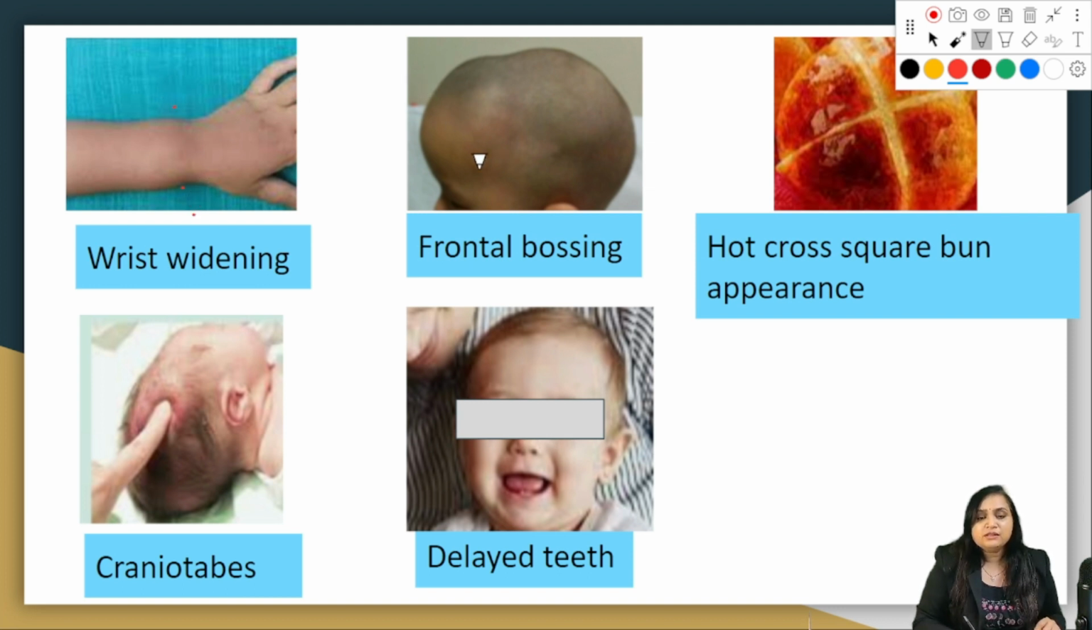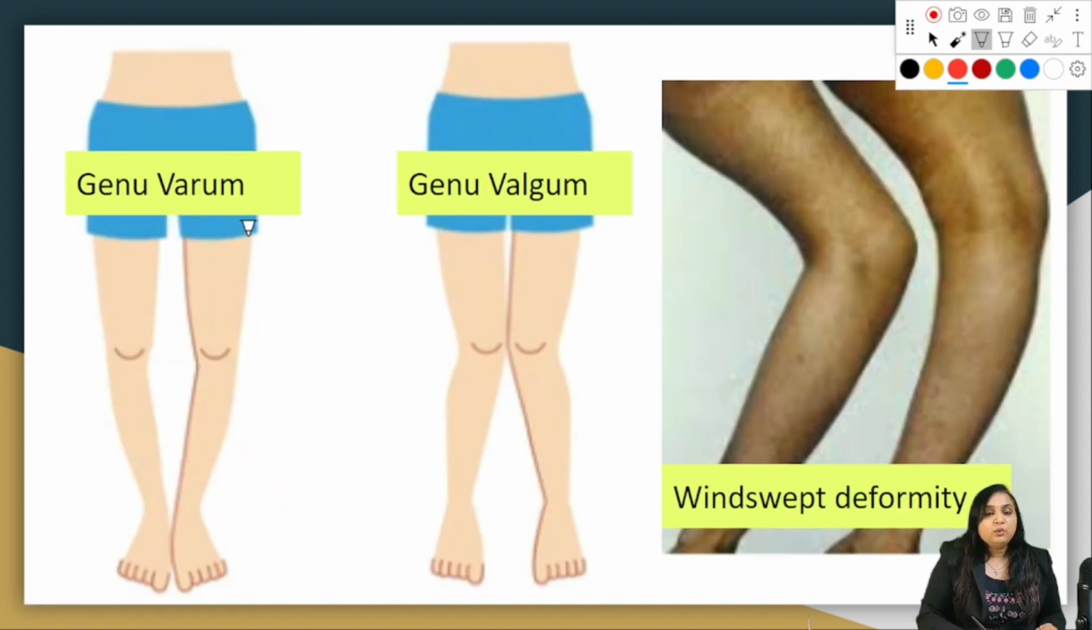There is a frontal bossing, and because of the frontal bossing as well as the delayed closure of the fontanelle, the appearance of the head will be hot cross bun appearance. There is a presence of craniotabes, which is a softening of skull bones, and there is delayed eruption of the teeth. Genu varum, genu valgum, as well as the windswept deformity.